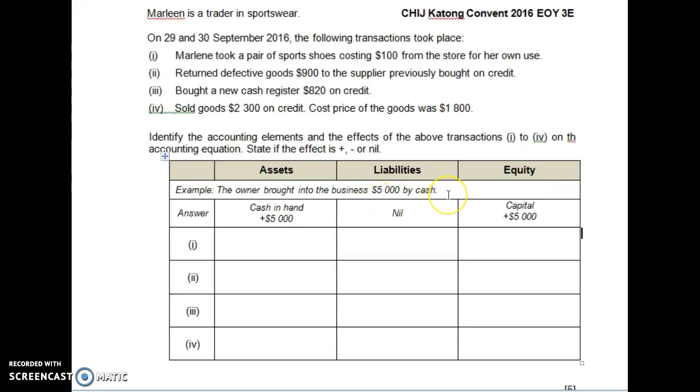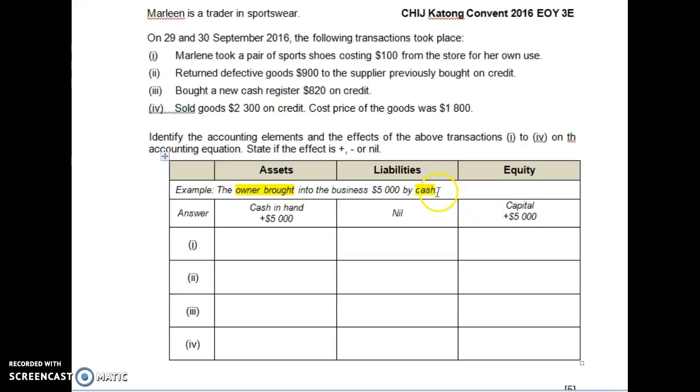So how you're going to do this is basically simple. Looking at the example, whenever you see such transactions, always highlight the important keywords. So here, when you see the owner brought into the business $5,000 by cash, the keywords are owner brought into the business, and what did he bring in? He brought in cash. So we need to convert these keywords into proper account names. So in this case, when the owner brought, that means owner contributed into the business, we are going to write this account as capital.